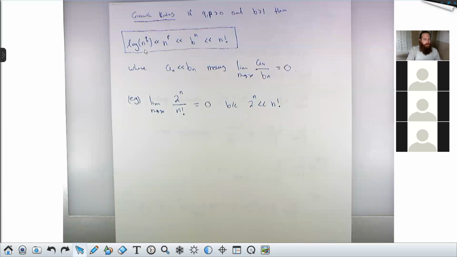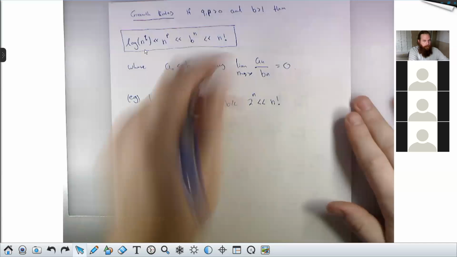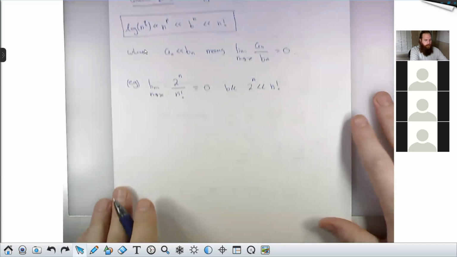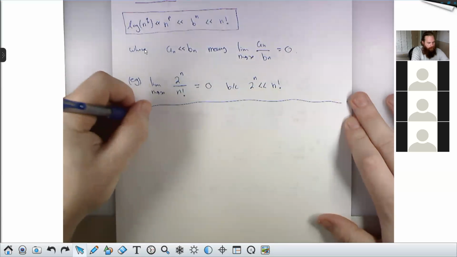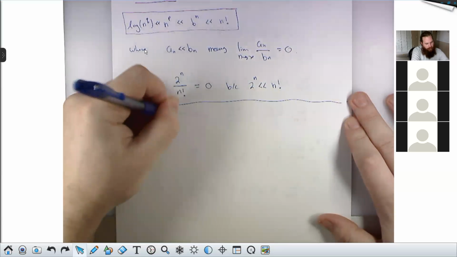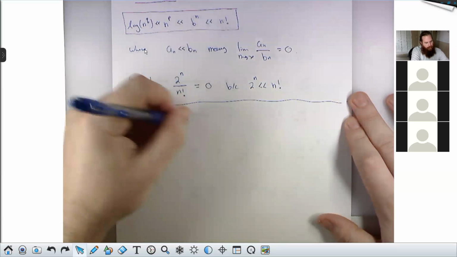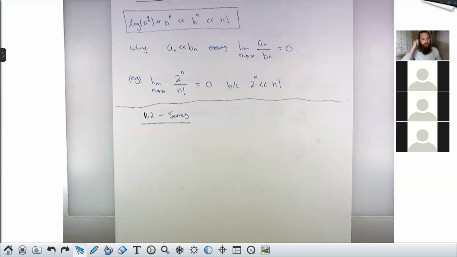Classifying sequences according to how fast they grow. Okay, so on to 11.2. 11.2 is the start of our discussion on series.